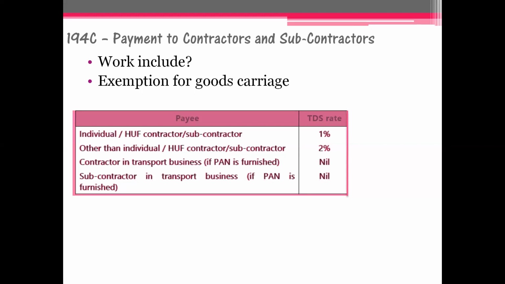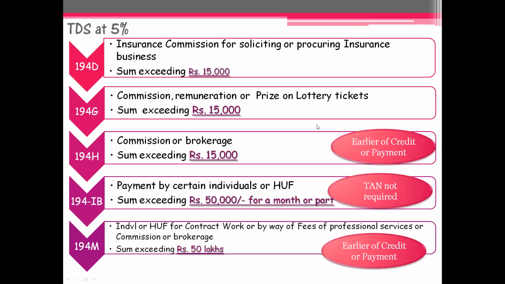So there are 2 different rates for 194C, as said before. If it is an individual or HUF, then 1%. Other than individual or HUF, it's 2%. For a contractor in the transport business, only if the PAN is furnished, then it is nil. The next category would be TDS at 5%. So 194D, insurance commission for soliciting.